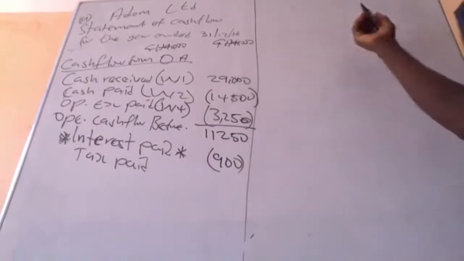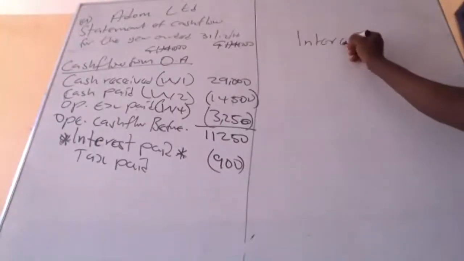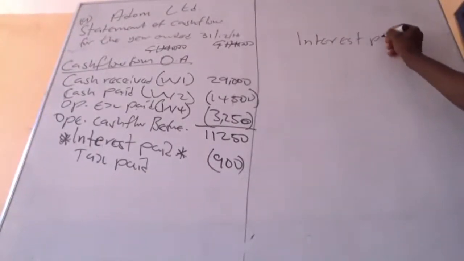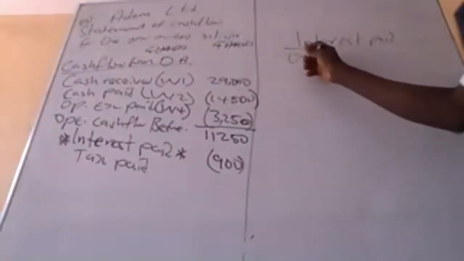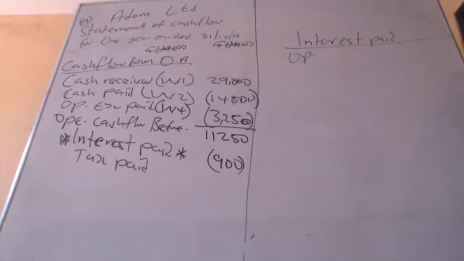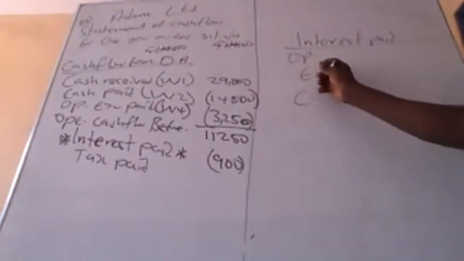So assume that you are doing interest paid. Open balance, where are you going to pick it from? No, there's no open balance. No closing balance. So the interest expense will be what?